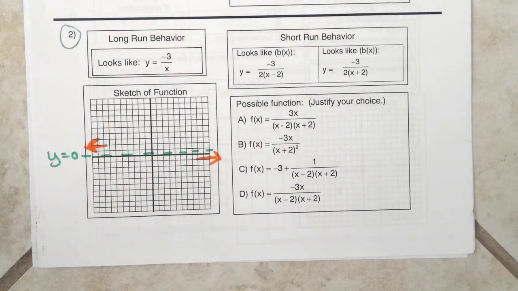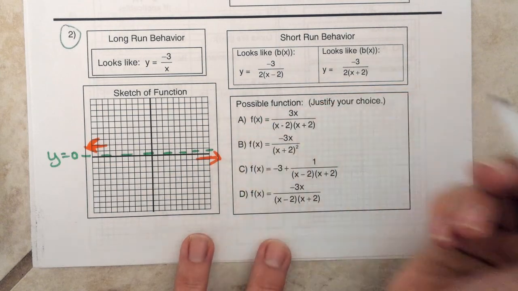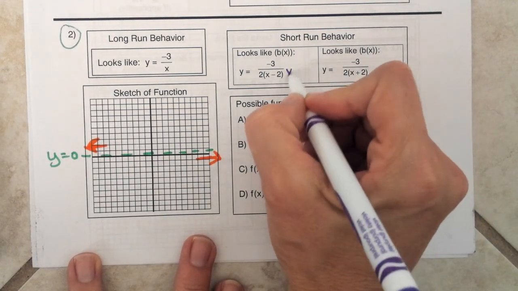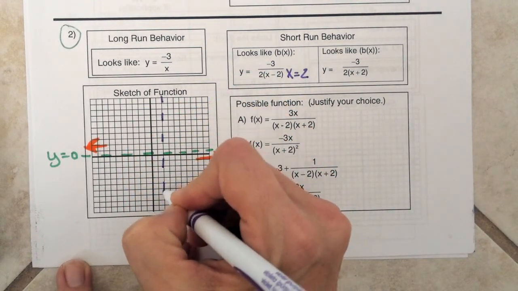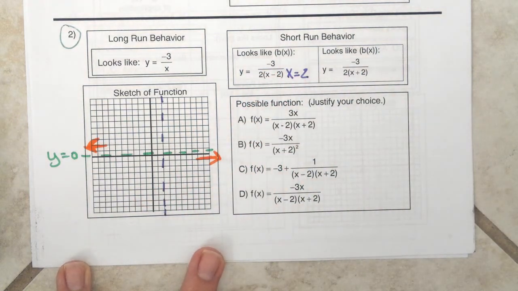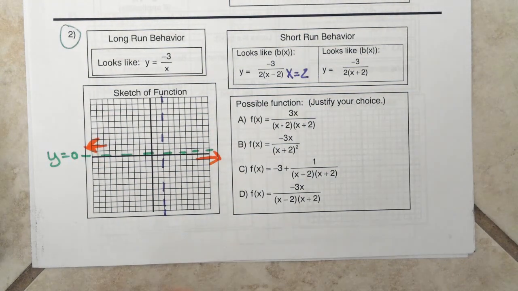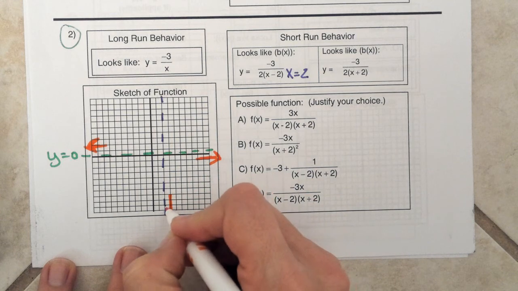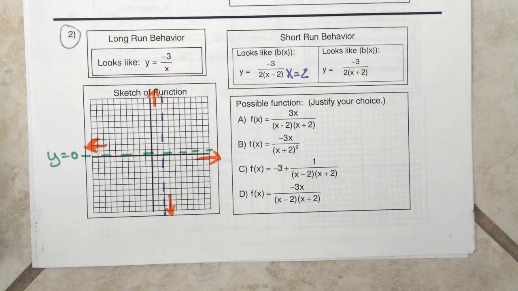When they give me my short run behavior, they're telling me more about what's happening vertically. So vertically, it says it's going to look like a -3 over 2x minus 2. So that means I'm going to have an asymptote at x equals 2. So I go right here to x equals 2. And because it's going to behave like a -3 over 2, that means it's going to go down on the right and up on the left. So it's going to go down over here, but it's going to go up over here because of the negative.